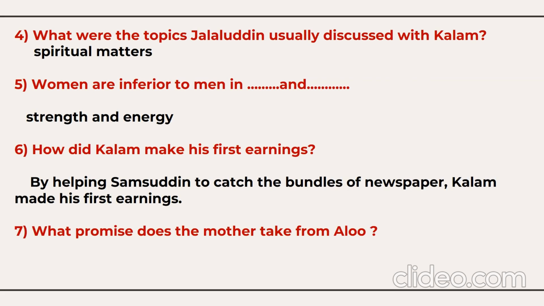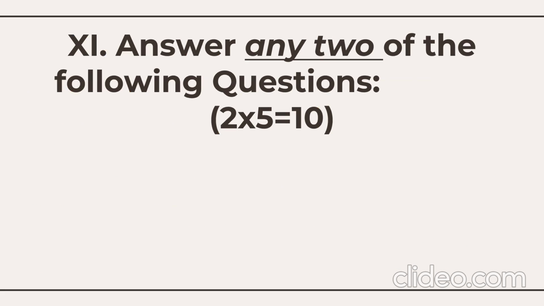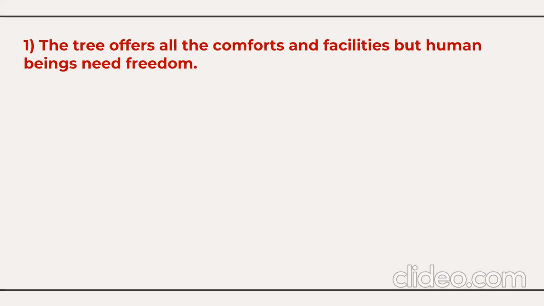Then the last question for 2 marks: what promise does the mother take from Alu in the story "Leaving"? The mother asked him to promise that he will not marry a white girl in America and will not indulge in any bad habits, and he also promises the same. So, out of these 7 questions, you need to opt for 5 questions, each for 2 marks. Now, we are moving to the paragraph type questions. Any two out of 4 or 5, you need to opt, each for 1 mark.